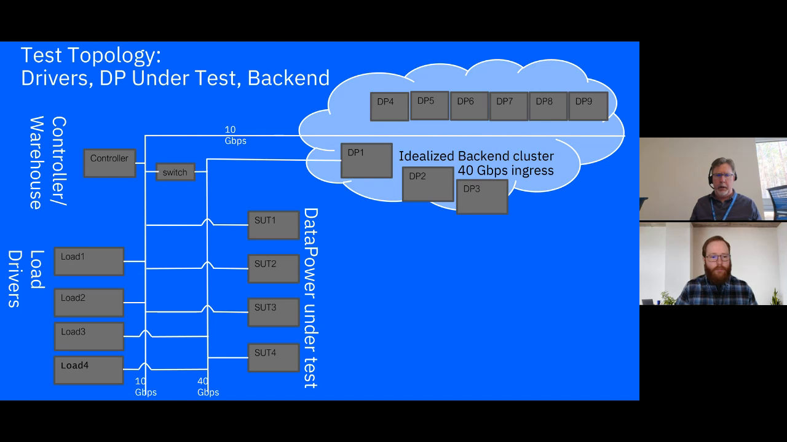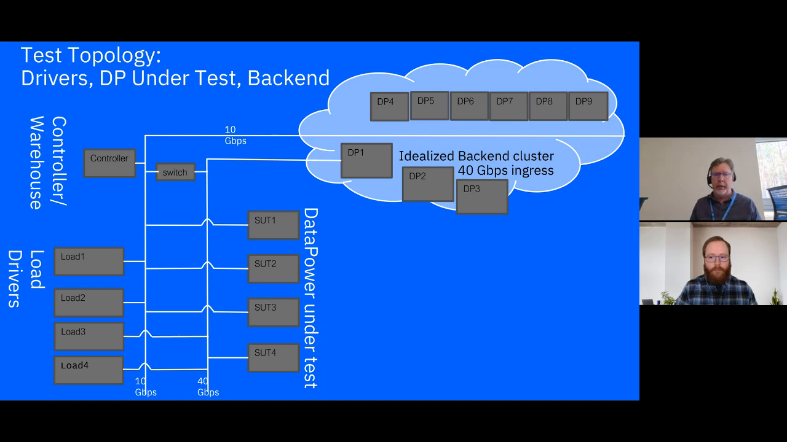This is just a quick topology of one of our test environments where we do performance work. And this idea of the idealized backend cluster, that's where the focus of this demonstration and presentation is. We use GitOps on all those data powers you see listed there, DP1 through DP9.